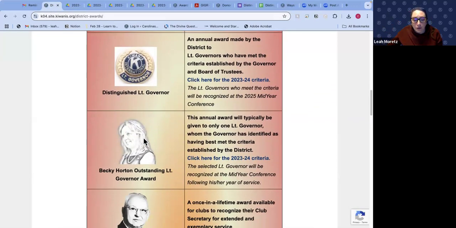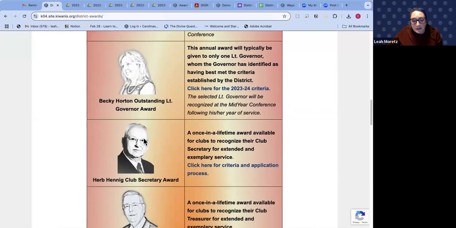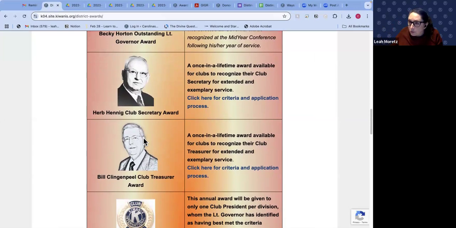So we have some other awards at the club level for recognizing long-serving members. The Herb Henning Award is for those secretaries that have served at least 3 years as district secretary or as club secretary. This is Herb Henning. He was a district secretary. We have here the criteria and application process. It's basically to submit letters from your club and the community supporting that this person has done a lot for the club and the community.